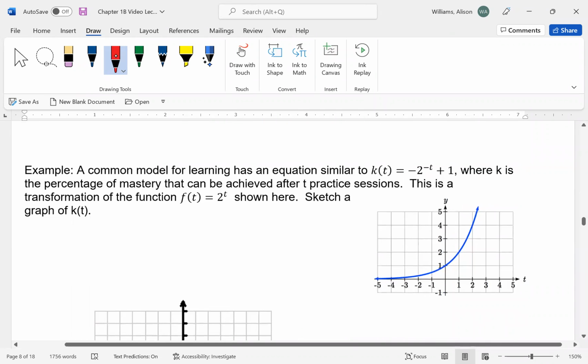So this is a common model for learning that has an equation similar to k equals negative 2 to the negative t plus 1, where k is a percentage of mastery that can be achieved after t practices.